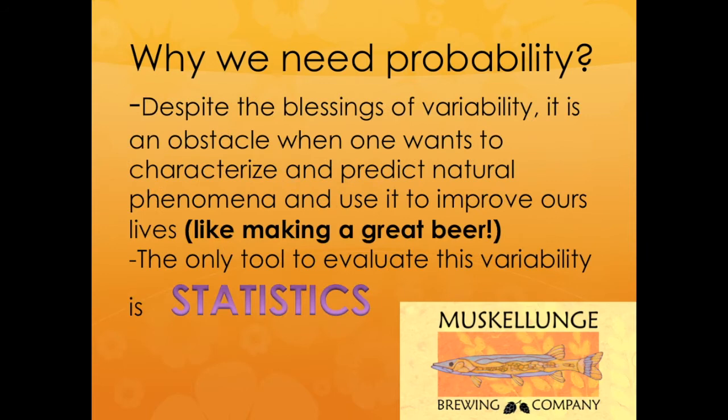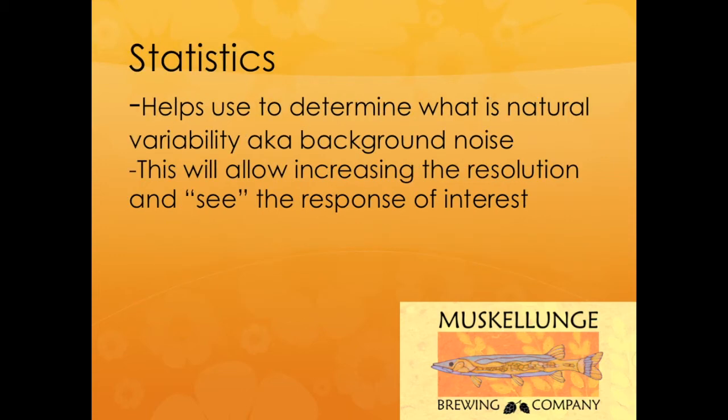Despite the blessing of variability, it is an obstacle when people like me try to characterize and predict natural phenomena and use it to improve our life, like making a great beer. So the only tool to evaluate this variability is statistics. Statistics helps to determine what is the natural variability in a response, aka background noise. This would allow us to increase the resolution and see the response of interest.